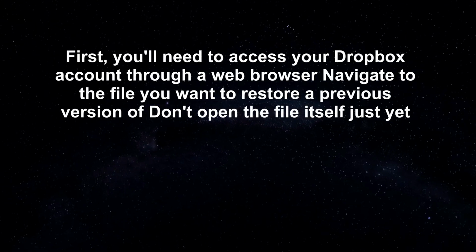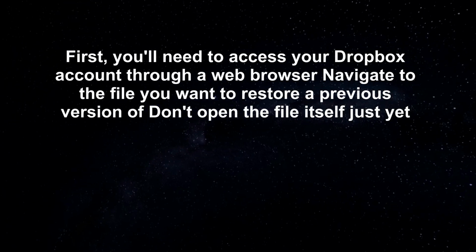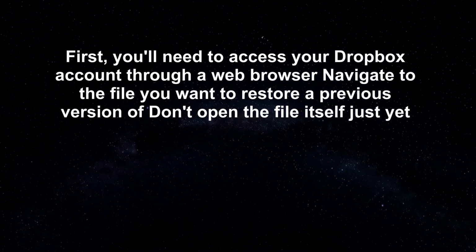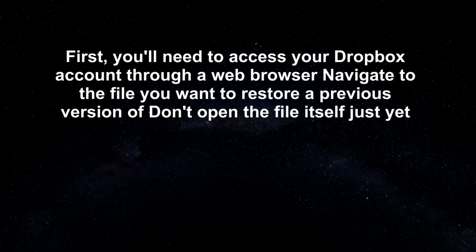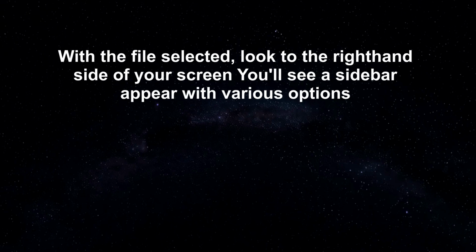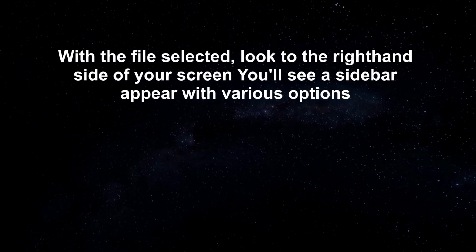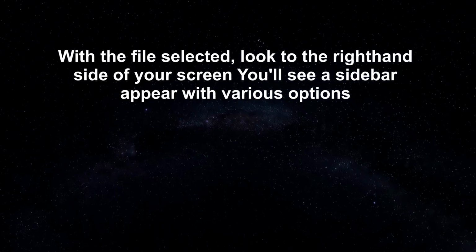First, you'll need to access your Dropbox account through a web browser. Navigate to the file you want to restore a previous version of. Don't open the file itself just yet. With the file selected, look to the right-hand side of your screen. You'll see a sidebar appear with various options.